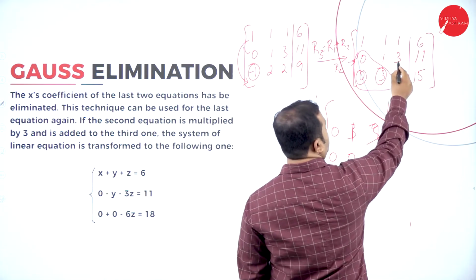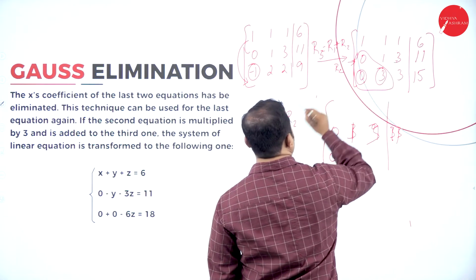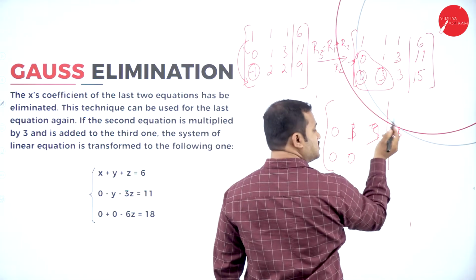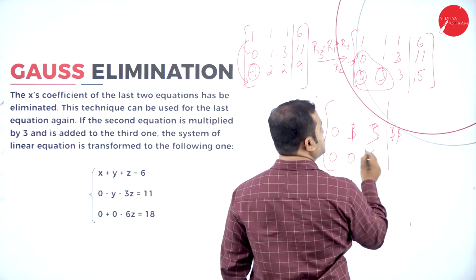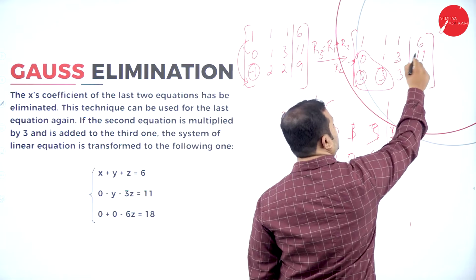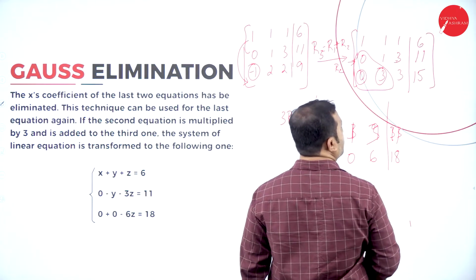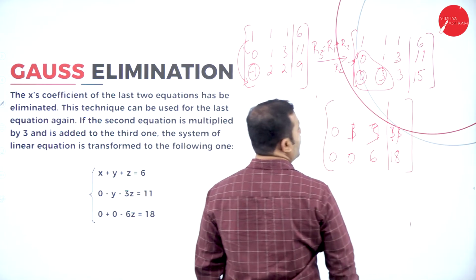So we have 9, because I am multiplying this 3 by 3, second row. 3 into 3, that is 9. 9 minus 3 is 6. We have got 6. 11 into 3, that is 33. 33 minus 15, I have the value 18. I have got the value like this.